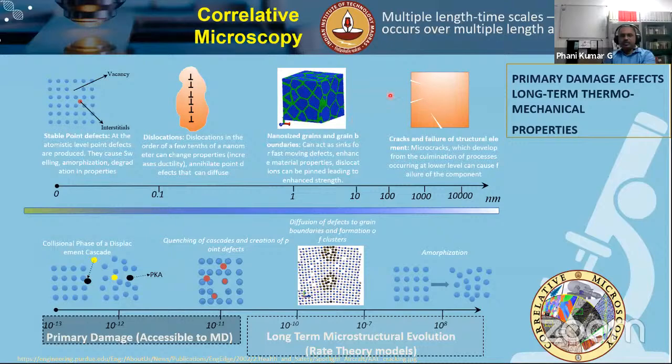And finally, the accumulation of these defects can lead to failure of the component by the formation of cracks. So there is a whole range of length scales that you can see. And in the bottom, you see various time scales that are associated with radiation damage. So when you talk about radiation damage, it is essentially an ion or a neutron coming and hitting the material and generating a large number of point defects. So this typically happens in a few tens of picoseconds. After that, the defects basically accumulate and create more damage to the material.